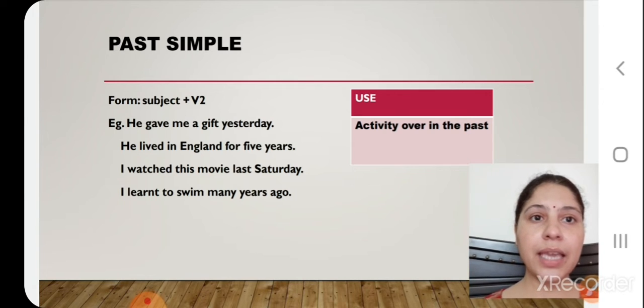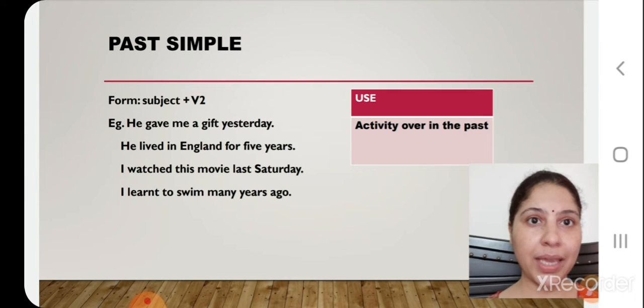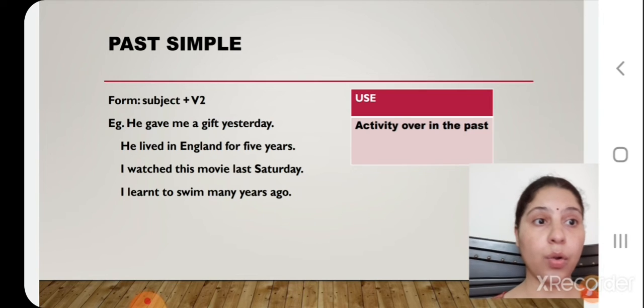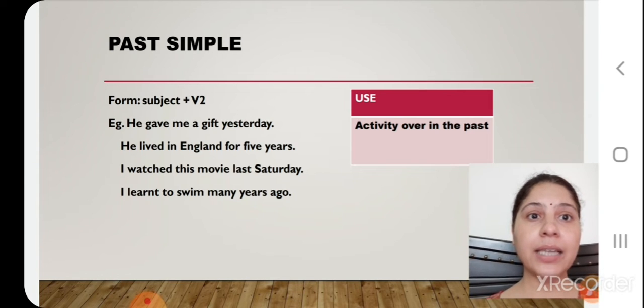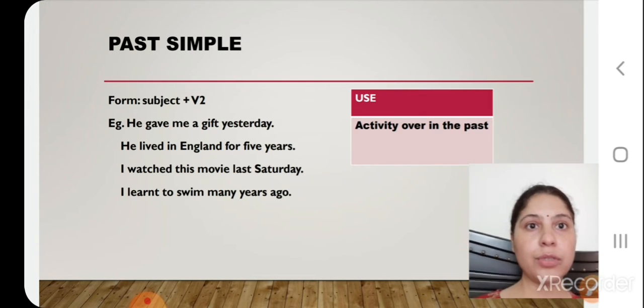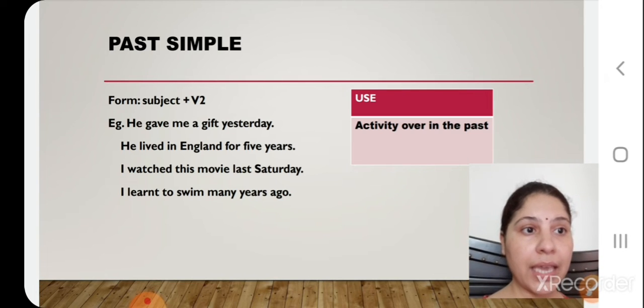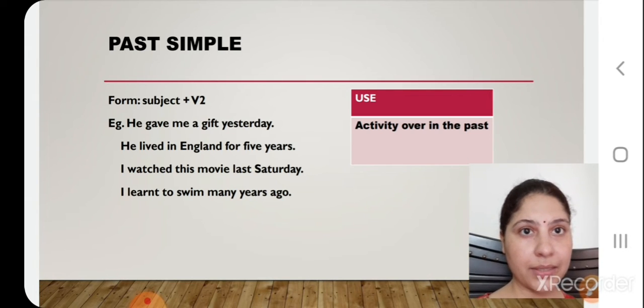So here you can see at the end of each sentence, we have some words that can help us to make out that this is in particular a simple past sentence. Yesterday, for 5 years, last Saturday, ago. So these words are telling us that something has happened in the past. So gave, lived, watched, learned, they all are the second form of the verb, and the second form of the verb is used exclusively to indicate an action that has happened in the past.